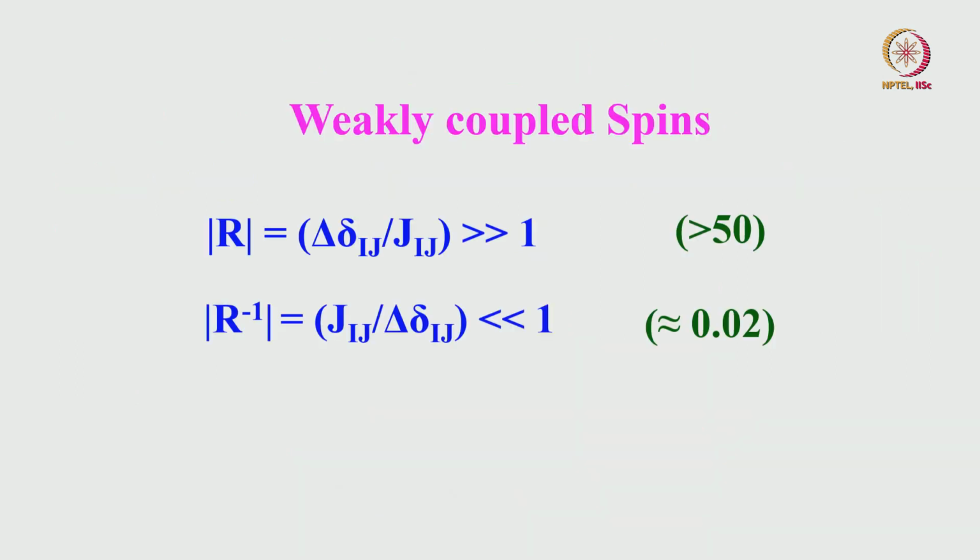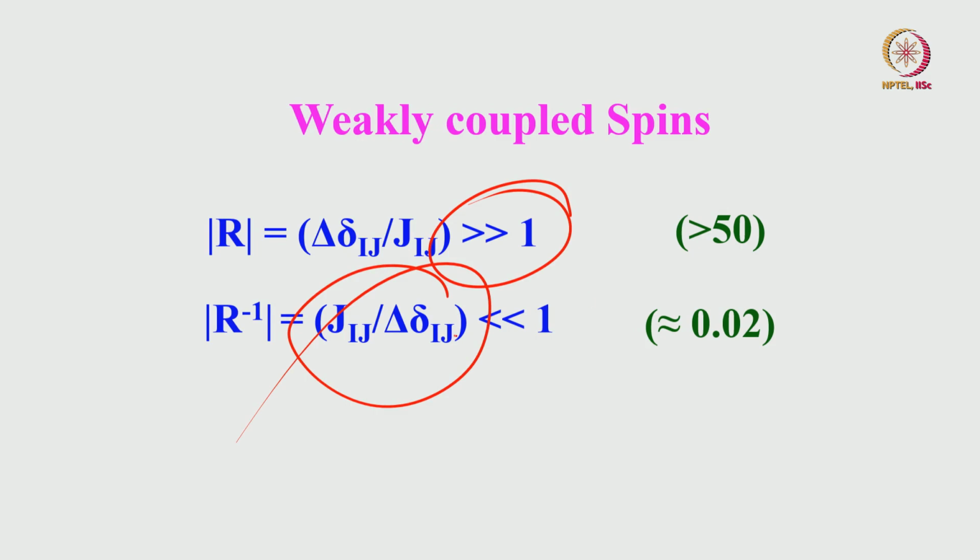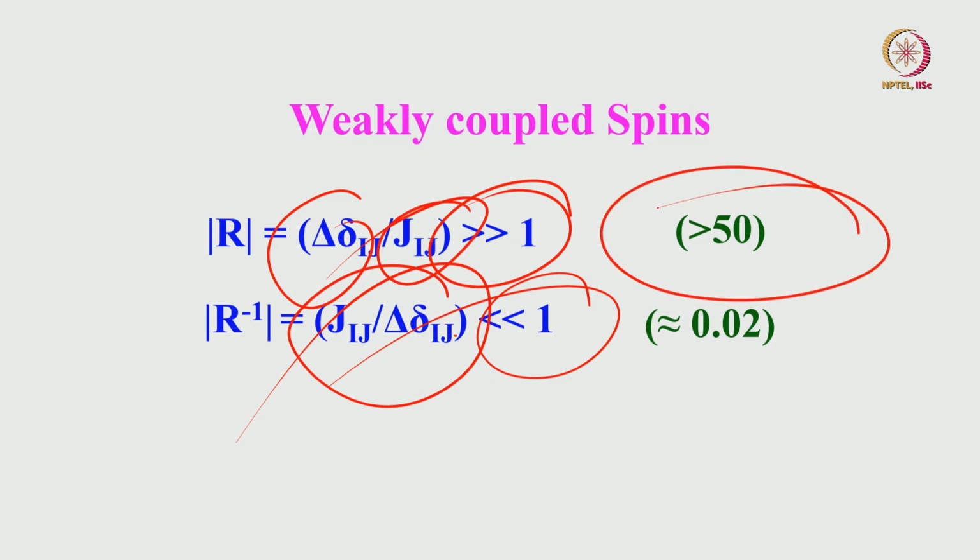What are the weakly coupled cases? This is the general rule. Remember, delta over J should be very much greater than 1, or if you take the reverse of that, J over delta should be very much smaller than 1. Usually, it is not always the case. The general convention is that delta over J is 50 times or more. For example, I measure the chemical shift difference between two protons, and also measure the J coupling, divide one by the other, and if this ratio is more than 50, then it is weakly coupled.